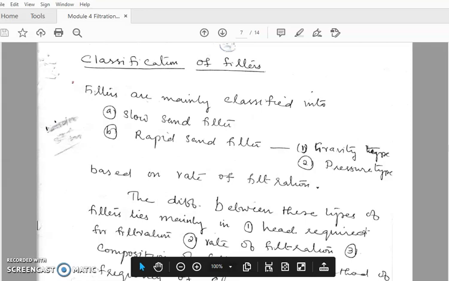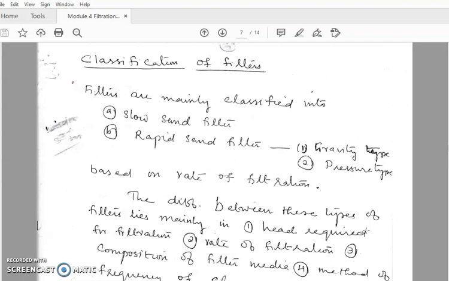Now coming to the classification of filters. The filters are mainly classified into two types, slow sand filter and rapid sand filter. Both the slow sand filter and rapid sand filter work under the principle of gravity flow, and the third filter, the pressure filter, works under pressure, that is, the flow is under pressure. That is based on the rate of filtration: these three classifications are slow sand filter, rapid sand filter and pressure filter.